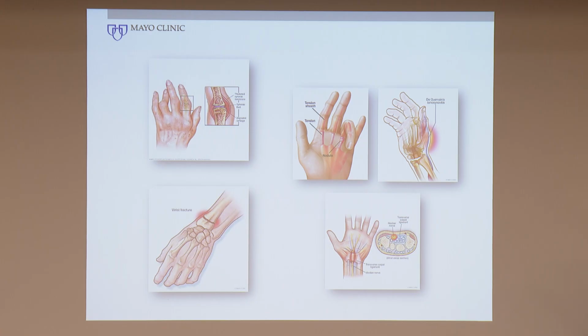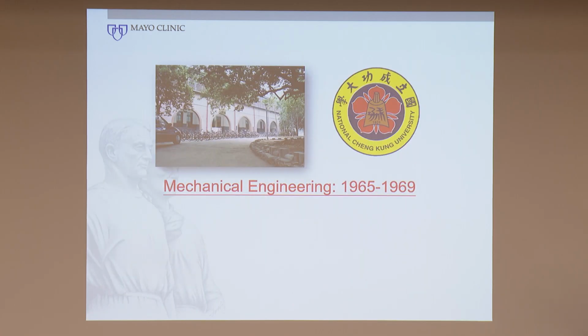This is what I'm going to give you briefly with the three examples. Before that, I want to briefly introduce myself, for the young people, to give you some idea of how you can develop your career path. Basically, I was trained, as mentioned by your chairman, at National Cheng Kung University in mechanical engineering from 1965 to 1969.